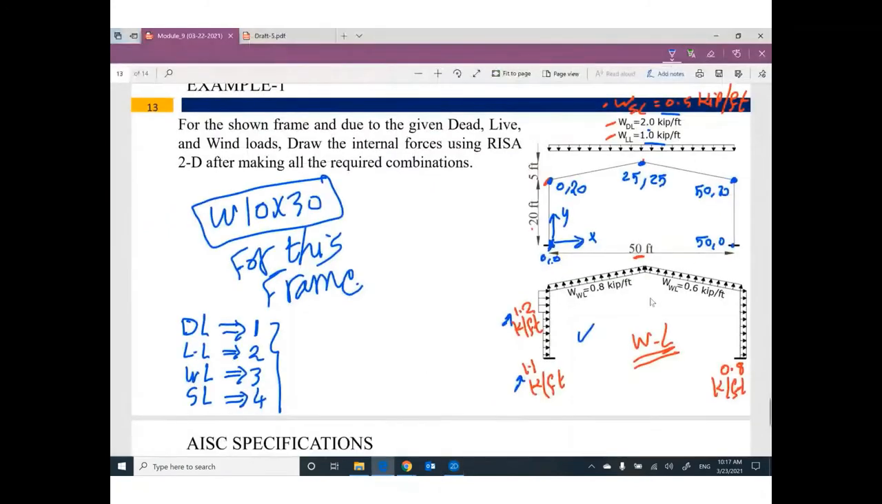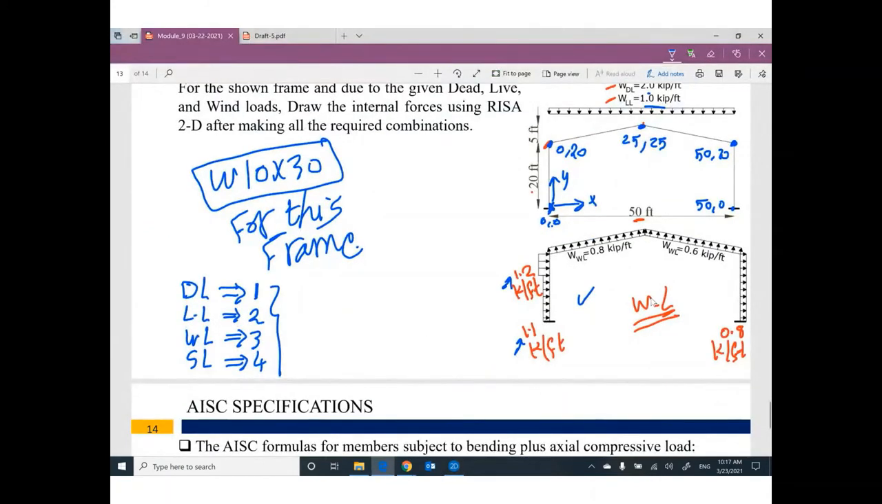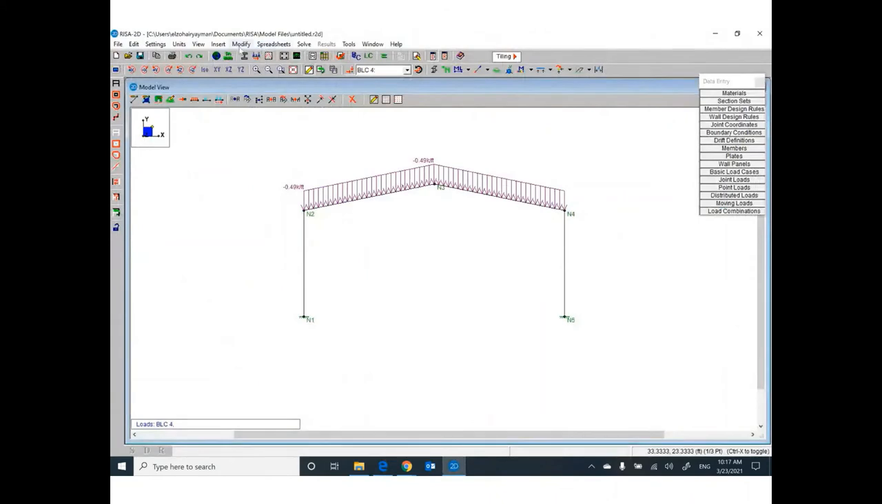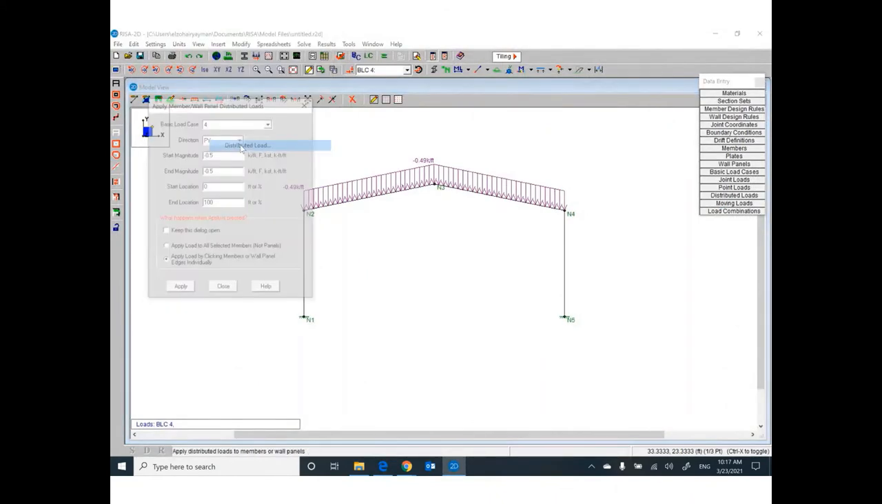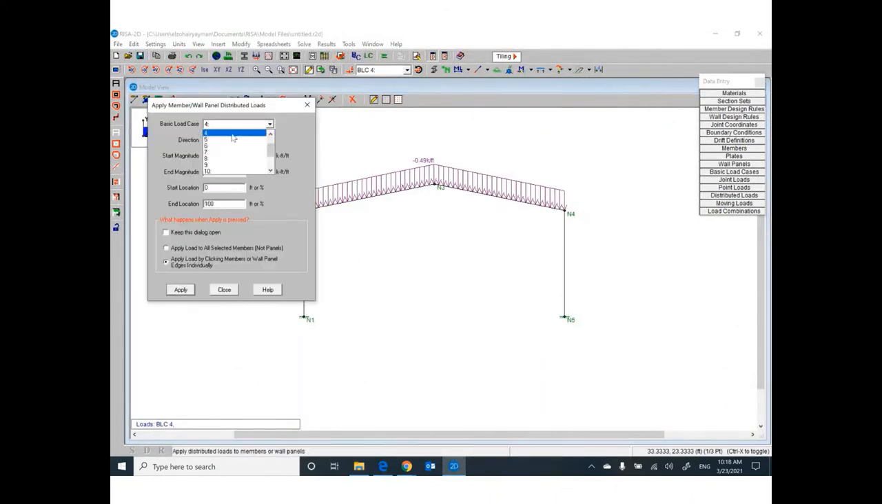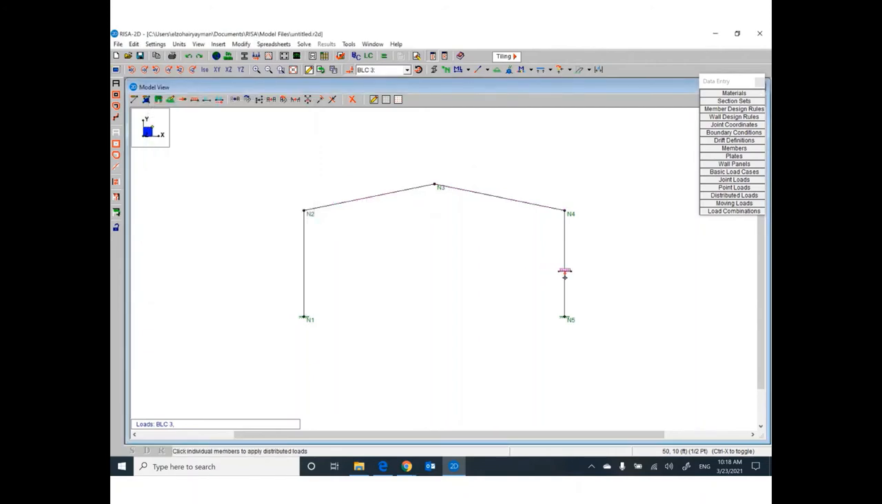Let's start to define wind load. Let's start with this one, 0.8. Okay, insert distributed load. The case right now is number 3. The direction will be X direction, positive X. The value will be positive 0.8, 100%. There you go.